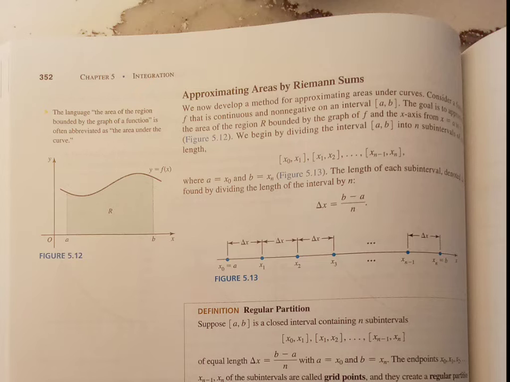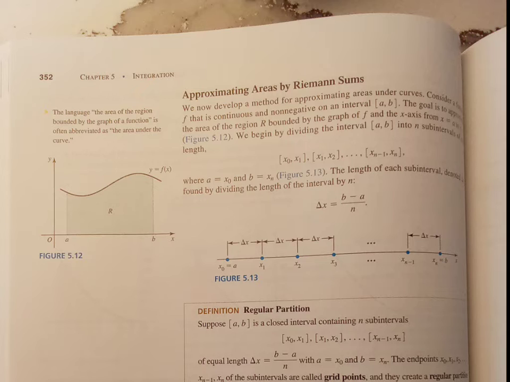Okay, so let's take a look at what they're saying here. Let's develop a method of approximating areas under curves. Consider a function f that is continuous and non-negative on an interval a to b. Again, we're going to get to the negative ones eventually, but not now. The goal is to approximate the area of the region R bounded by the graph of f and the x-axis. Okay, we're always bounded by the x-axis when we do this. From a to b. So we begin by dividing the interval a to b into n subintervals of equal length.